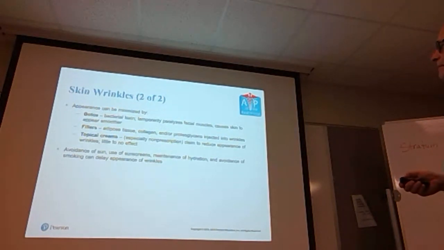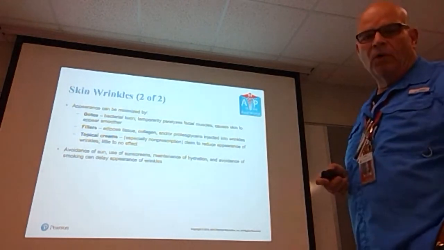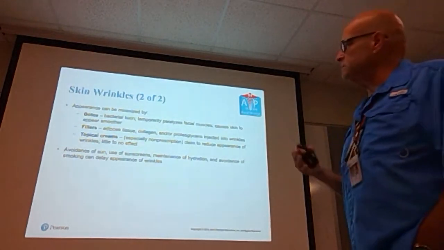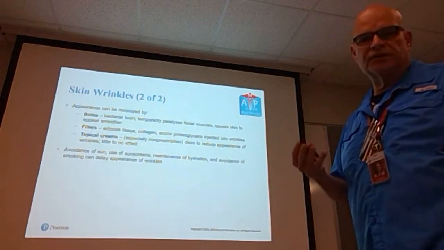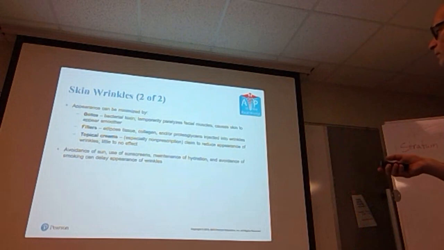The appearance can be minimized by Botox injections. Again, as we mentioned earlier, Botox temporarily paralyzes the facial muscles, therefore causing the skin to appear smoother. Fillers, things like adipose tissue and collagen or proteoglycans, can be injected into the wrinkles. Topical creams claim to reduce the appearance of wrinkles. They have little to no effect because they're simply rehydrating the skin for 10 or 15 minutes, and then as soon as those topicals have been absorbed deep into the skin, the wrinkles come right back.